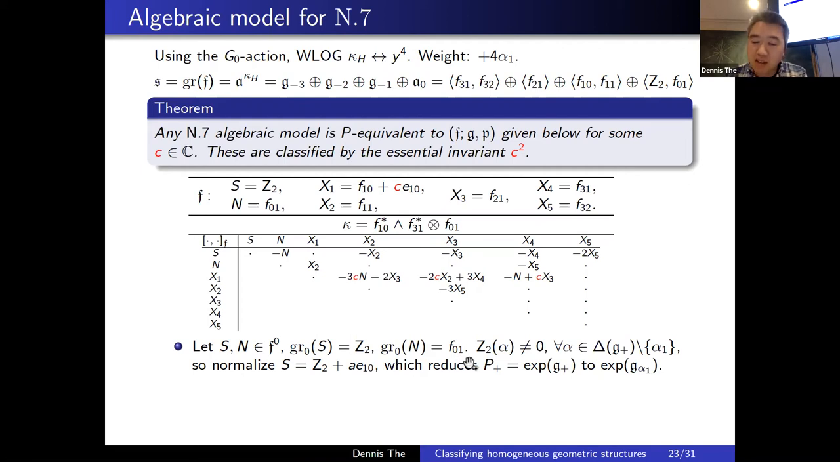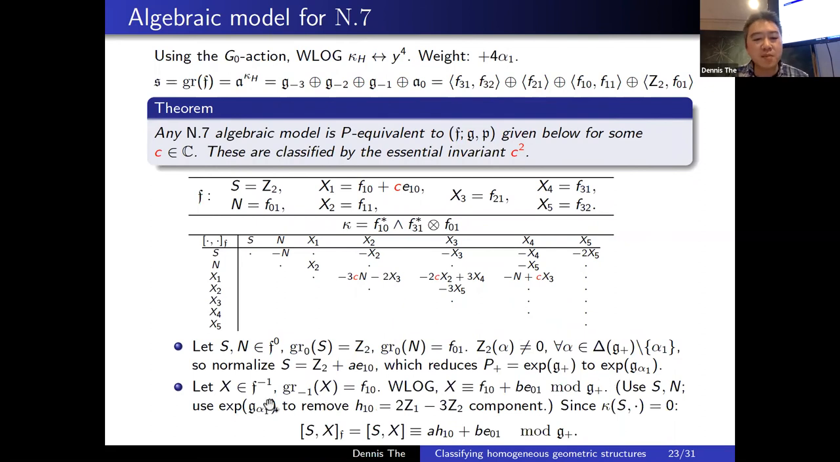And then one tries to use P to normalize. I'm going to focus first on S, which is a nice diagonalizable element. One tries to use P to normalize the tails as much as possible, but one finds that you can't get rid of these tails just using that action. Why? Because you get a zero eigenvalue: Z2 on E10 is just zero. So this reduces P, the P plus part that I'm using to do the normalization with the adjoint action, down to the exponential of just this one-dimensional root space, G alpha one.